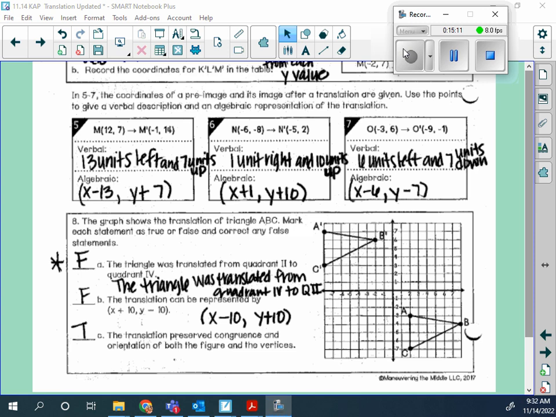Okay? And then it says they show the translation of ABC, mark each statement as true or false. The triangle was translated from quadrant 2 to quadrant 4. Is that true or false? False. Why? It was the other way around. That's right. You had to realize that this was the pre-image, this was the image, so it went from 4 to 2. The translation can be represented x plus 10, y minus 10. False. Which, by the way, if you miss this one, then are you going to miss this one? Yeah. Okay? And then the translation preserved congruence and orientation of both the figure and the vertex.